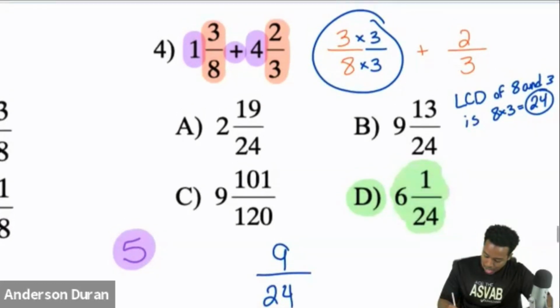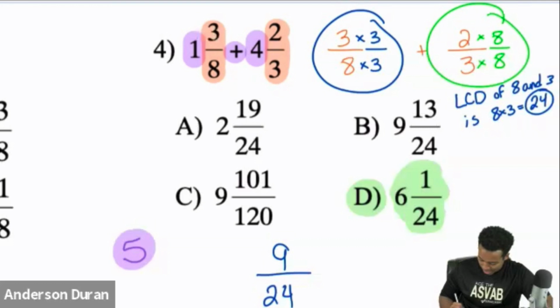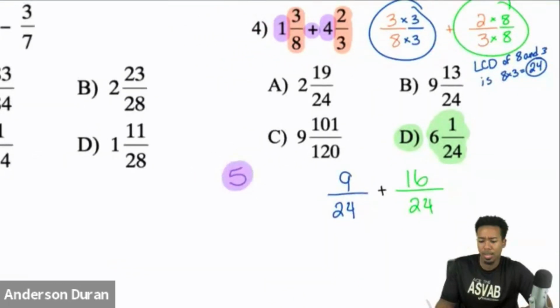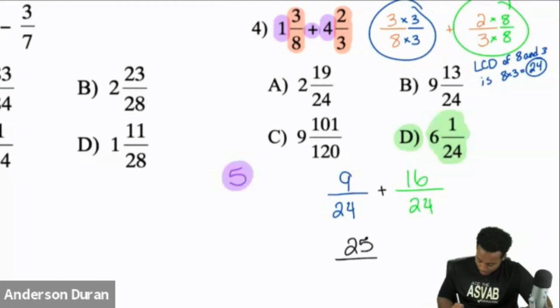Now, let's take care of the other part here. How do I go from 3 to 24, everybody? That's correct, my party people. Multiply by 8 in the numerator and denominator. And so 2 multiplied by 8 gives me 16. 3 multiplied by 8 gives me 24. And if I add these together, what's 9 plus 16? Yeah, that's going to give us 25. And we have to keep the denominator the same. So that's going to give us 25 out of 24.